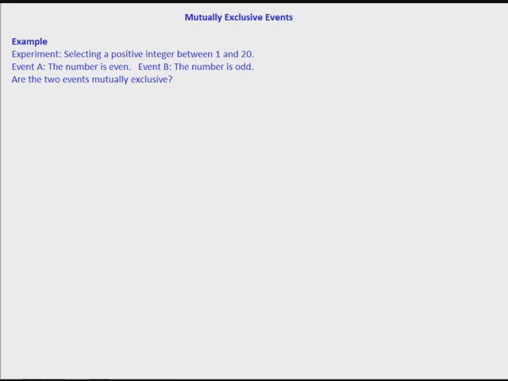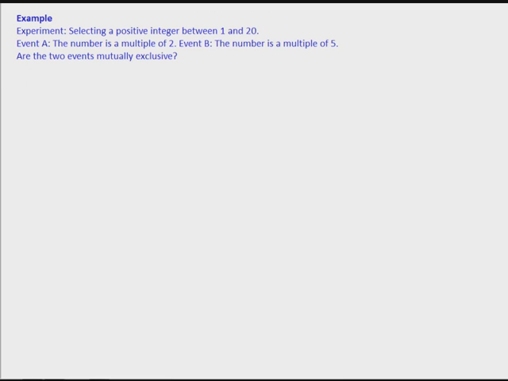So, having done the experiment, for event A to occur, the number must be even. If event A has occurred, is there any chance that event B will occur? No, because the number is even, there's no way it can also be odd. So the two events are mutually exclusive. Both cannot occur at the same time. If the number is odd, it cannot be even, and if the number is even, it surely cannot be odd. So event A and B are mutually exclusive events.